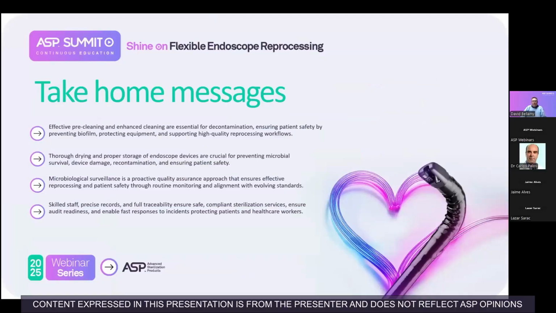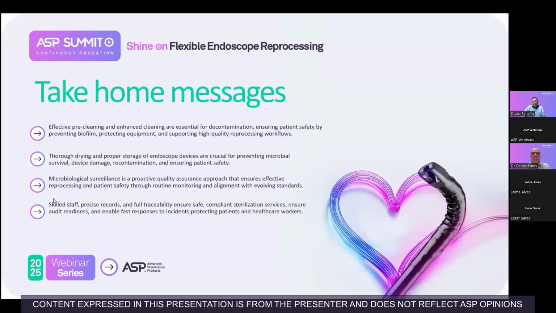The first one, with the first topic: effective pre-cleaning and enhanced cleaning are essential for decontamination, ensuring patient safety by preventing biofilm, protecting equipment and supporting high-quality reprocessing workflows. Second, thorough drying and proper storage of endoscope devices are crucial for preventing microbial survival, device damage and recontamination, and ensuring patient safety.